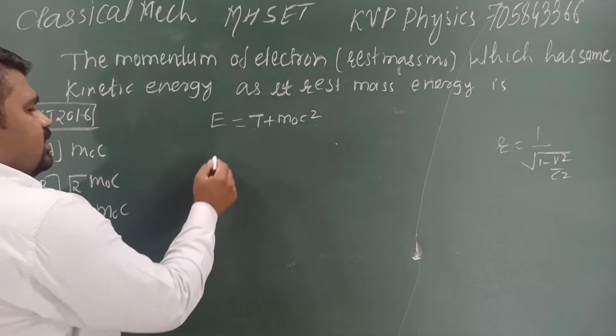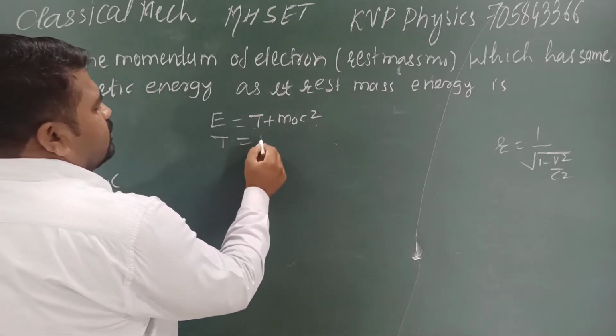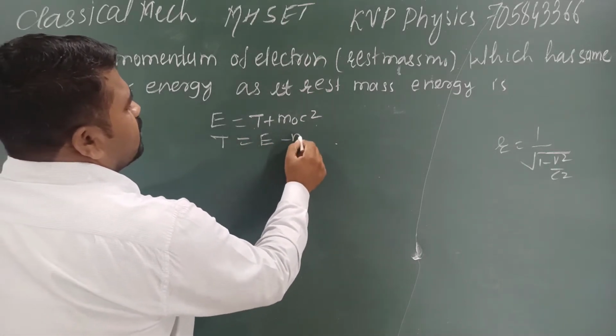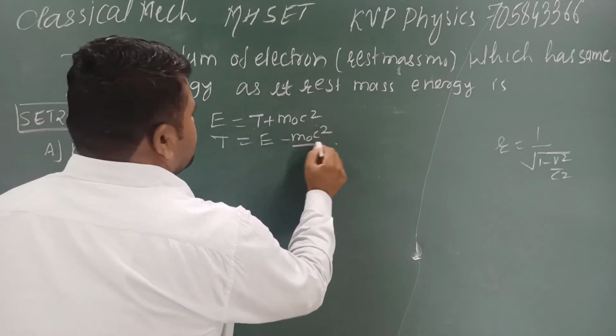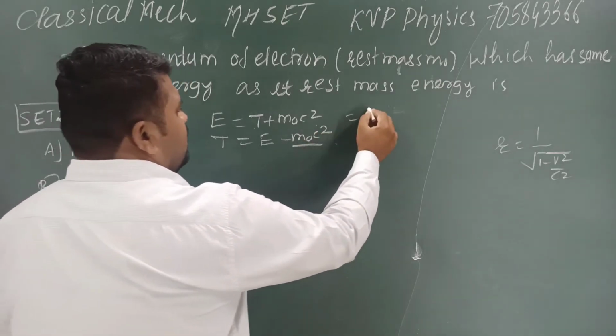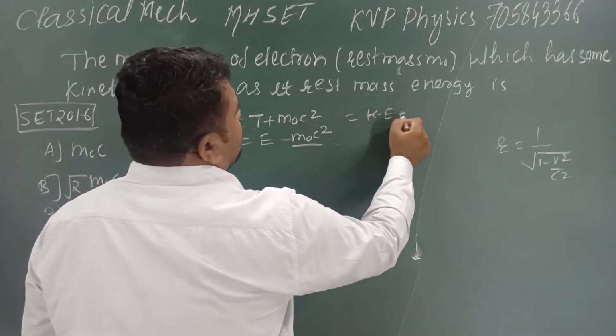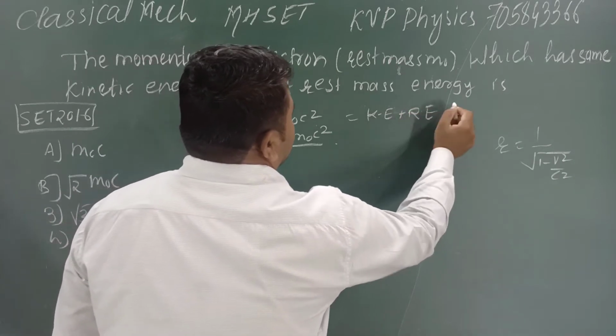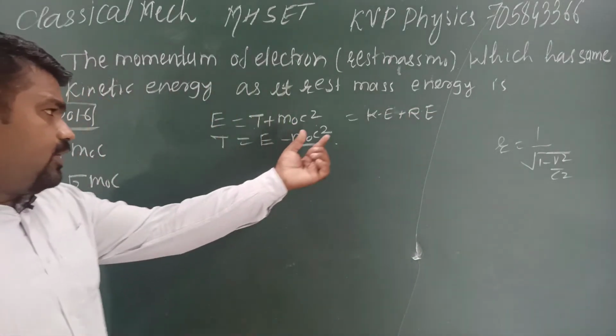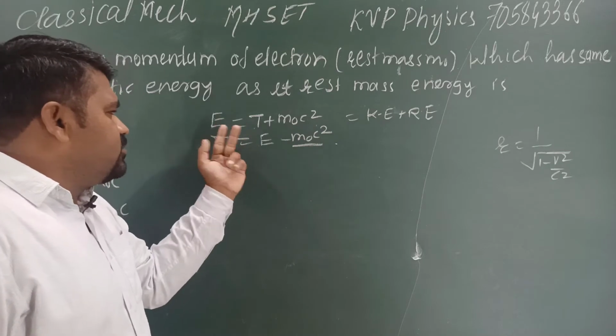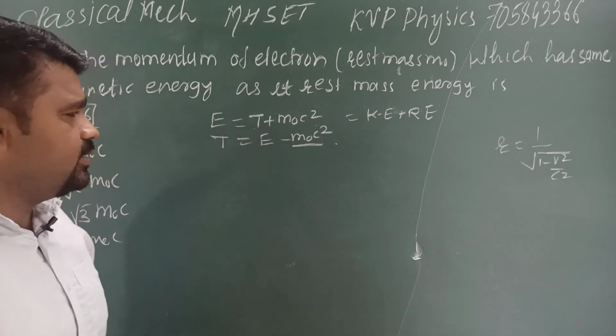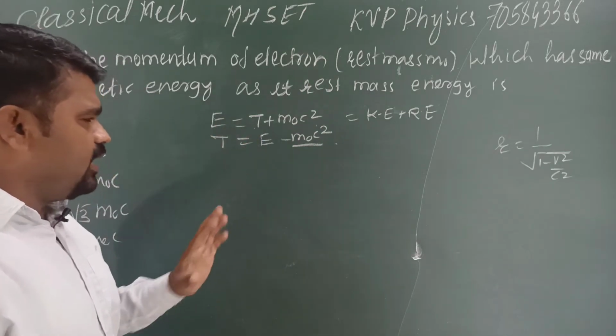Then what is the kinetic energy? Kinetic energy T is equal to total energy minus m0 c square. m0 c square is known as rest mass energy. Now we can find the kinetic energy by taking the difference of total energy minus rest mass energy. Got it?